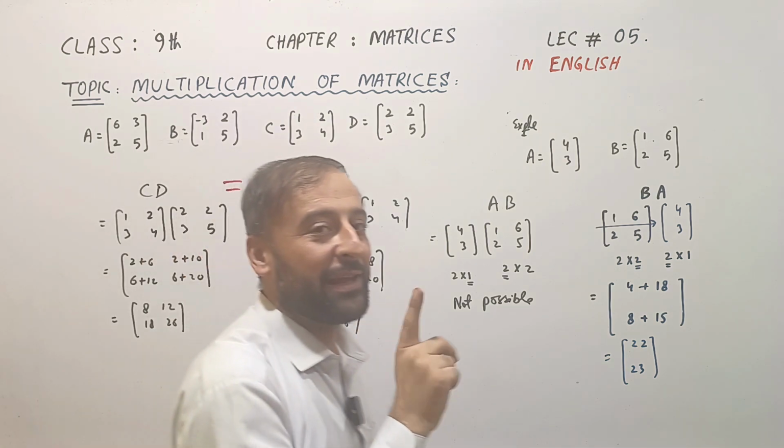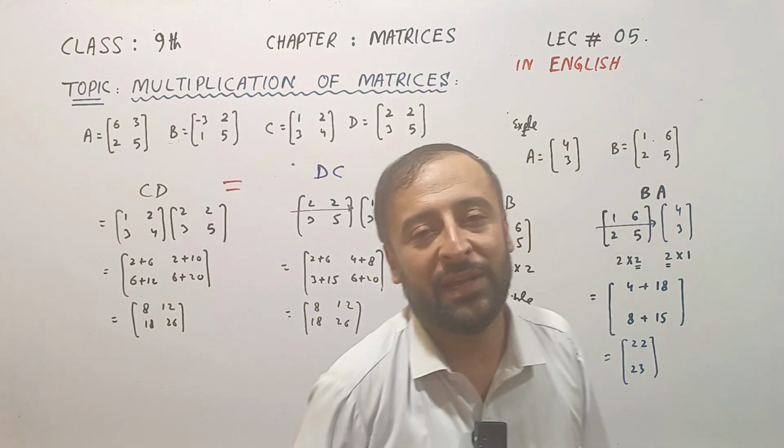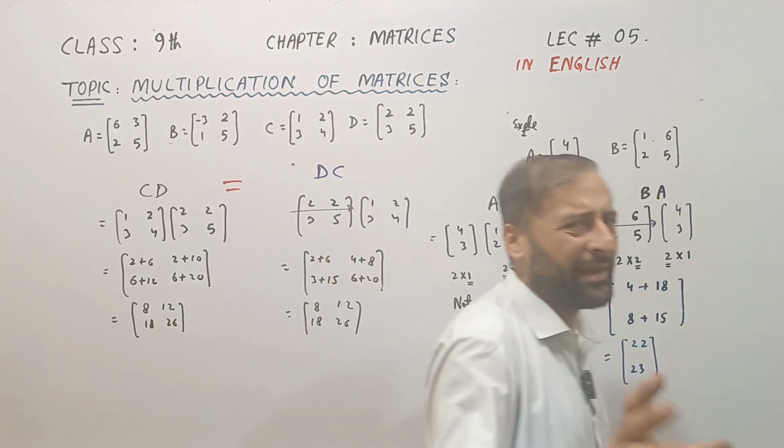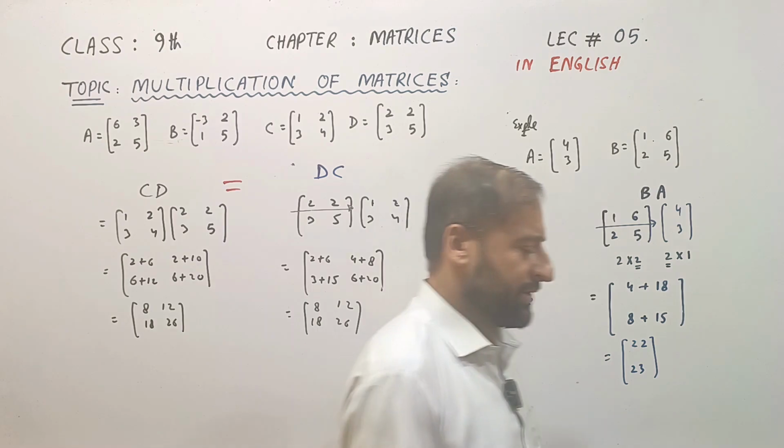So you have to mention AB is not equal to BA generally, meaning in the majority of cases they will not be equal. We don't say majority or minority, but we say generally. Generally it is not equal.